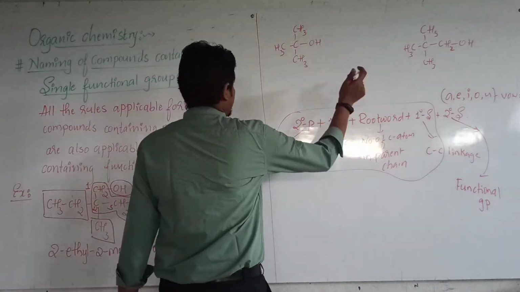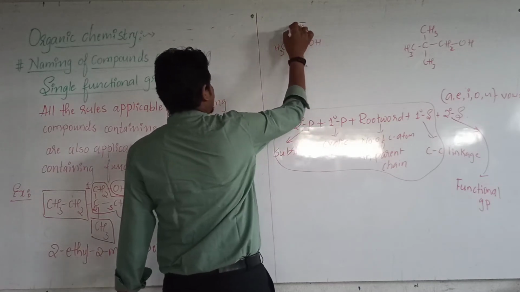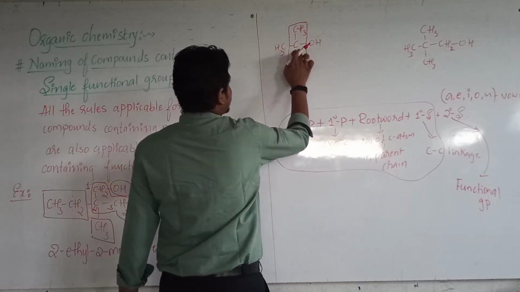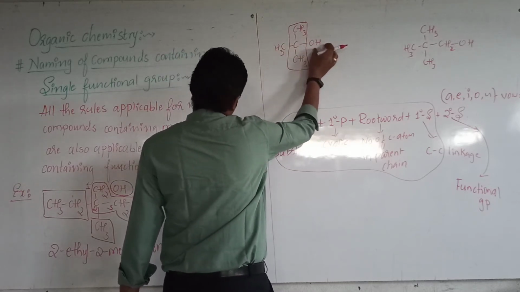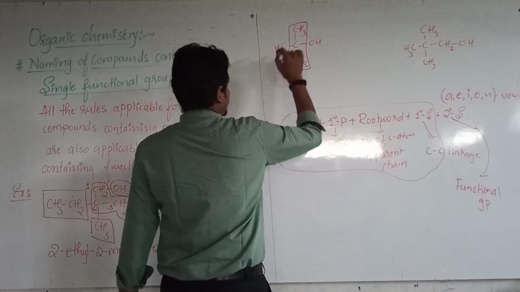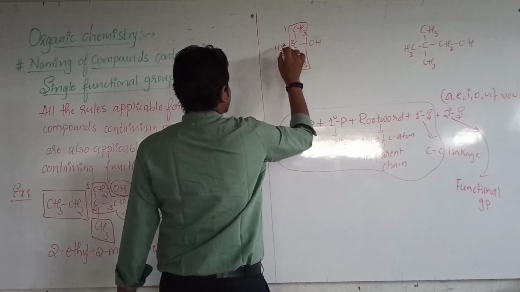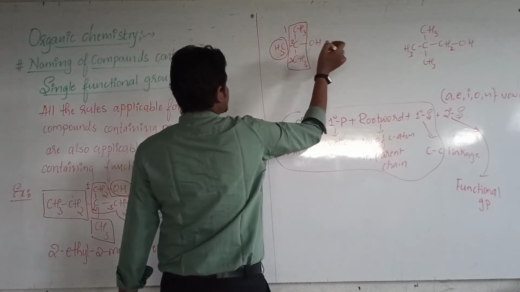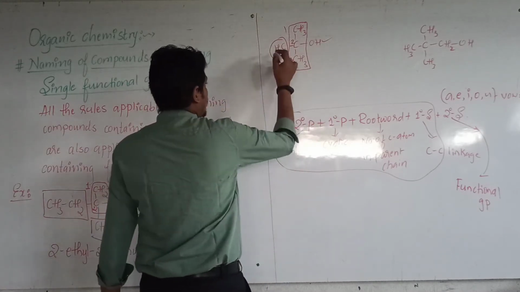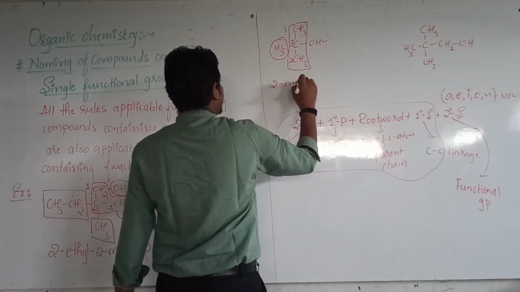First you have to select the parent chain. I will select this as the parent chain. Why this as the parent chain? Because this carbon atom is attached to the functional group. Okay, so parent chain is selected. Numbering, how will you do it? From whichever side you come, you will get the same result. So 1, 2, 3. This is your substituent, and this is your functional group. So now at the second carbon atom, 2-methyl.